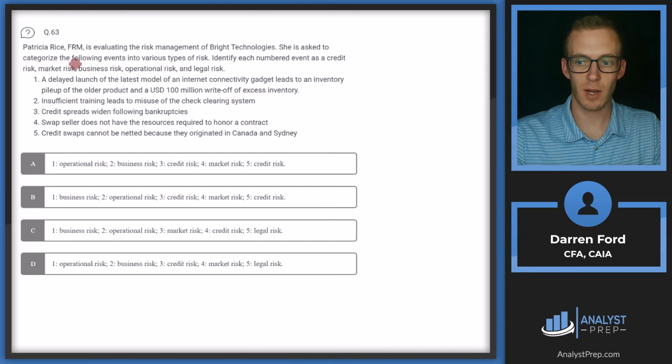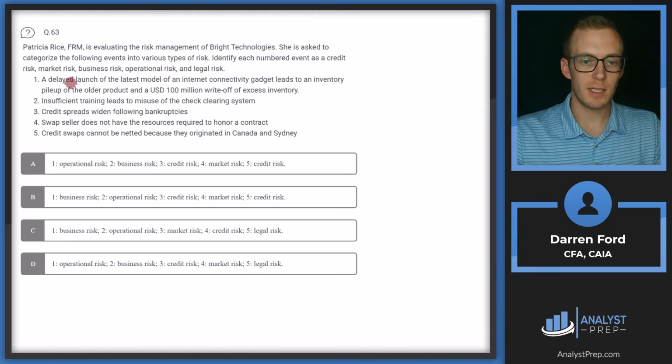Question 63. Patricia Rice, FRM, is evaluating the risk management of Bright Technologies. She is asked to categorize the following events into various types of risk. Identify each numbered event as a credit risk, market risk, business risk, operational risk, and legal risk. So we've got these 5 events here, and then we need to put those into the 5 buckets of risk.